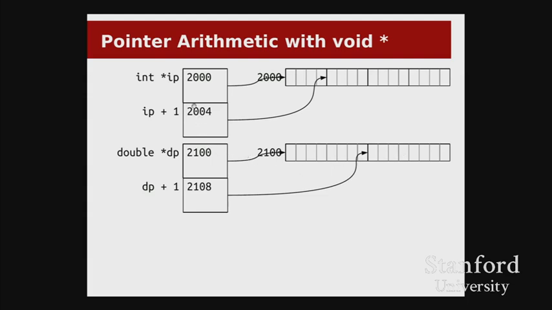And we talked about pointer arithmetic already. We said that when we take ip plus 1, we are skipping to the next solid box. We're skipping to the next int in this array, which means that we have moved forward 4 bytes. And likewise for an array of doubles, we move forward 8 bytes to the next black-bordered box.